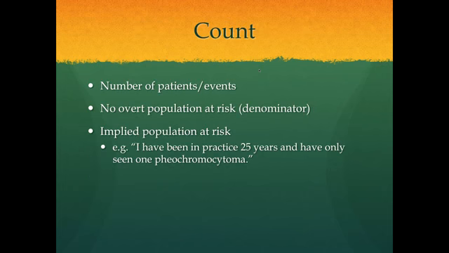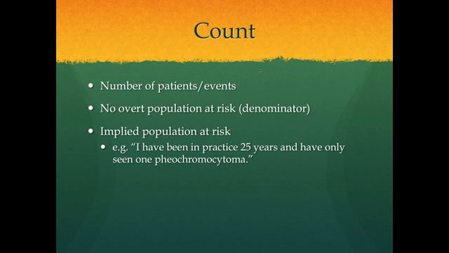A count is a pure number of events or patients. Although this is often the easiest number to generate, there is no overt population at risk, or as epidemiologists like to say, there's no denominator. Nevertheless, there can be an implied population at risk.